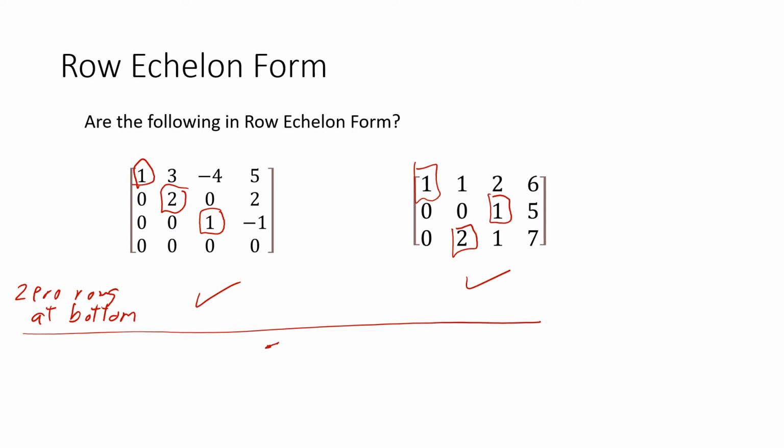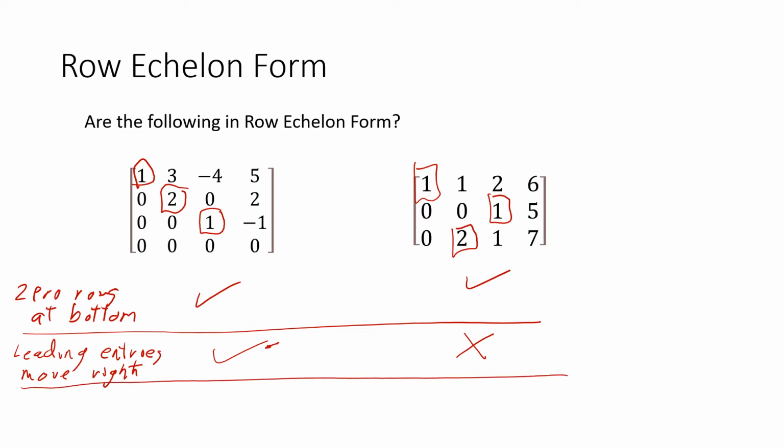The second condition says that the leading entries move to the right as you move down the matrix. Does that happen? In this first one, yes. You can see as you move down the columns, the leading entry keeps moving to the right. What about the second one? Well, the second row has the leading entry in the third column, but then the third row has the leading entry in the second column. So no, they don't keep moving to the right, they've turned around and come back left. So as you move down, it doesn't satisfy that condition.